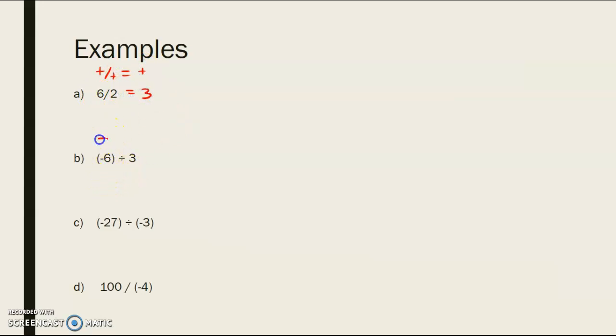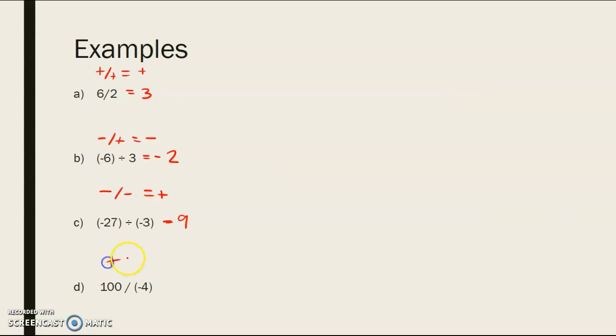Here we have a negative divided by a positive, right? Since those are different signs, we're going to have a negative answer. So I can go ahead and put a negative down. And what's 6 divided by 3? The answer is 2, so negative 6 divided by 3 is a negative 2. Here we have a negative divided by a negative. So same signs will equal a positive. So negative 27 divided by negative 3 is going to be a positive 9.